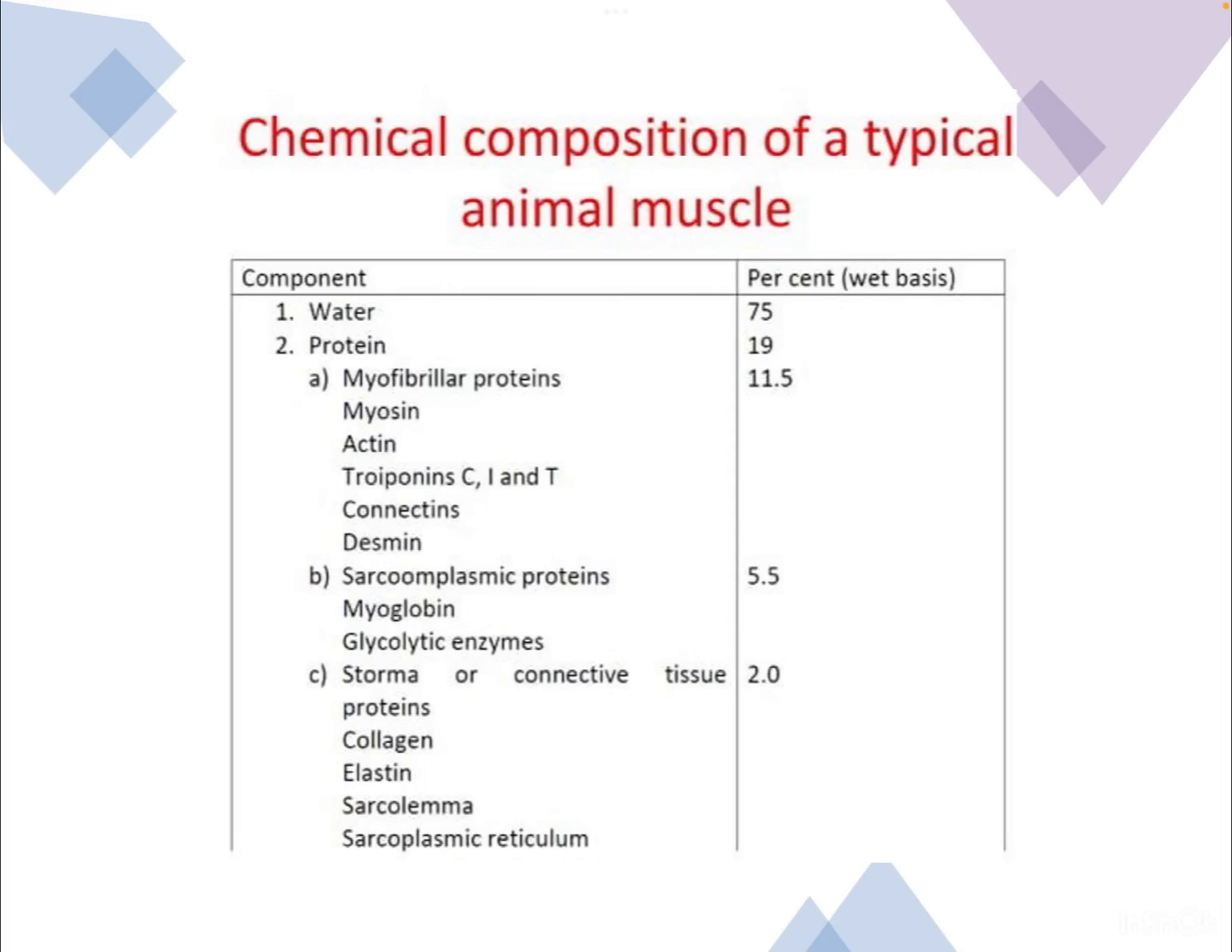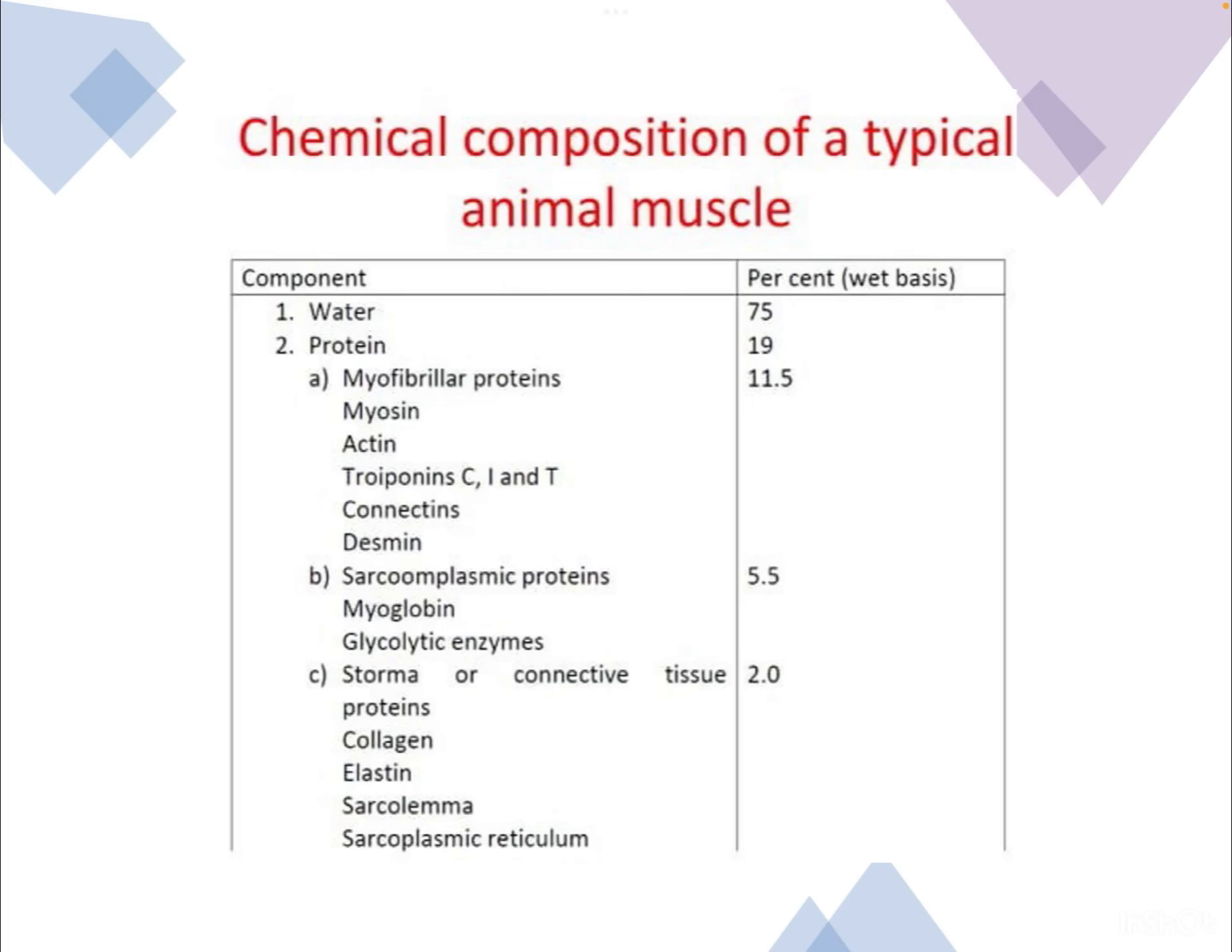So as I said earlier, water constitutes around 75% of muscle or meat weight on wet basis. Protein constitutes around 19%, and myofibrillar protein are the most predominant portion of overall protein. It consists of myosin, actin, troponin, connectins, desmins, and many other such important proteins. Troponin and connectin have specific roles. Then we have sarcoplasmic proteins like myoglobin, glycolytic enzymes. Myoglobin is responsible for the color of the meat. These sarcoplasmic proteins form 5.5% of overall proteins.